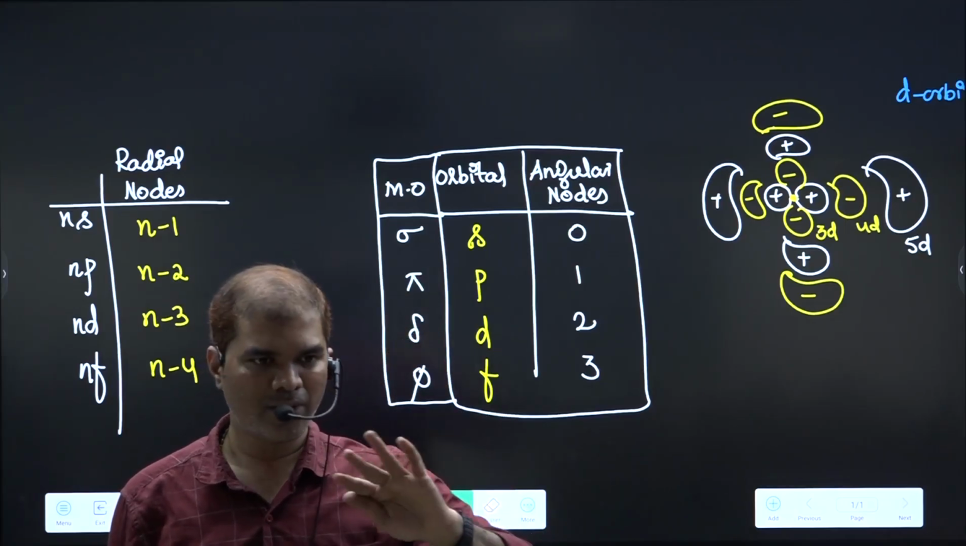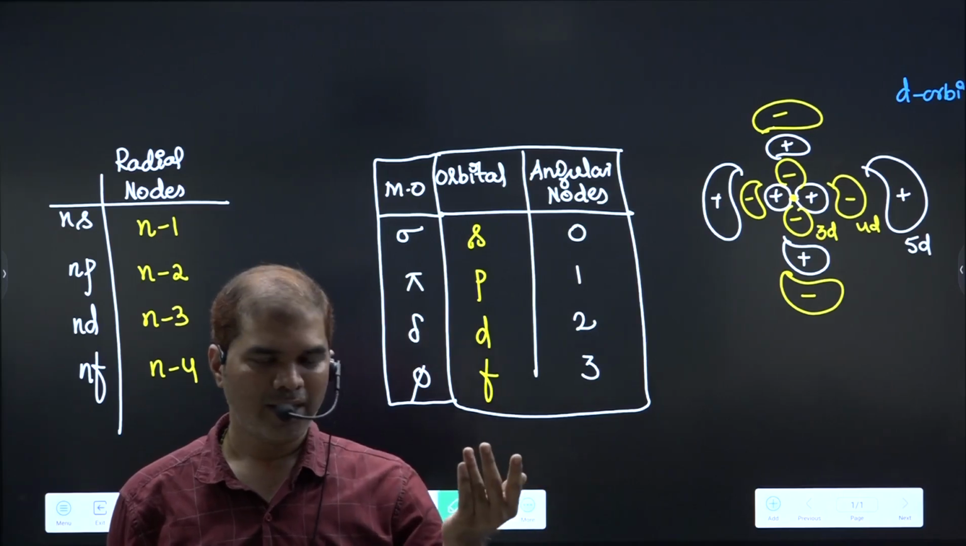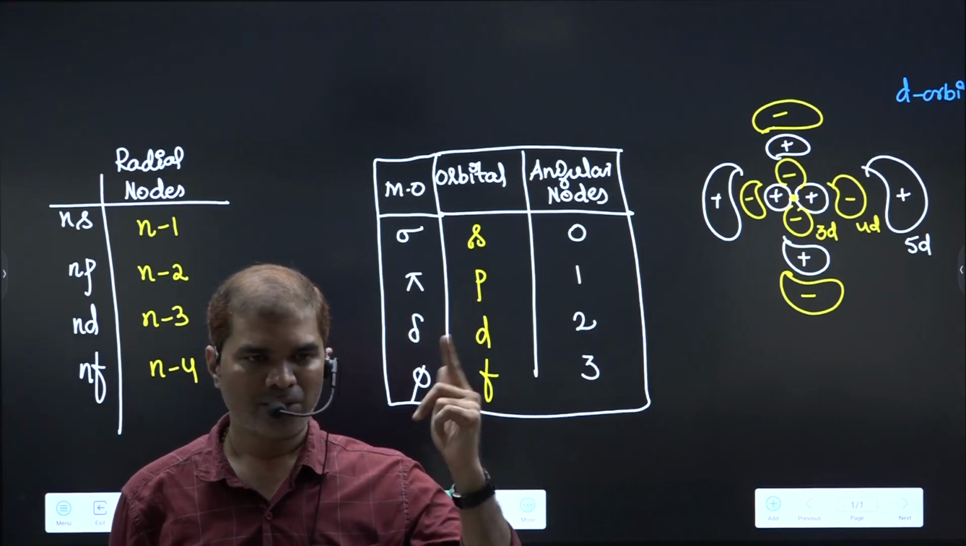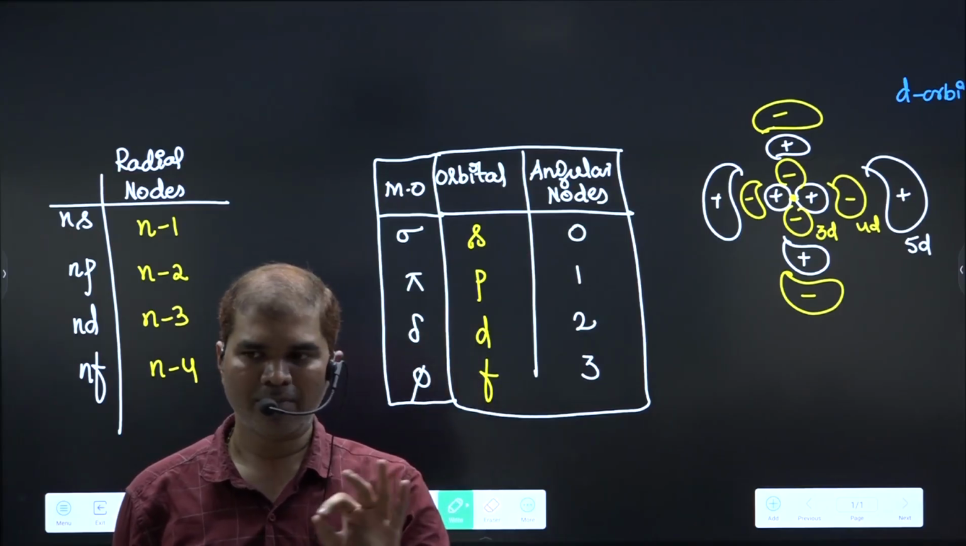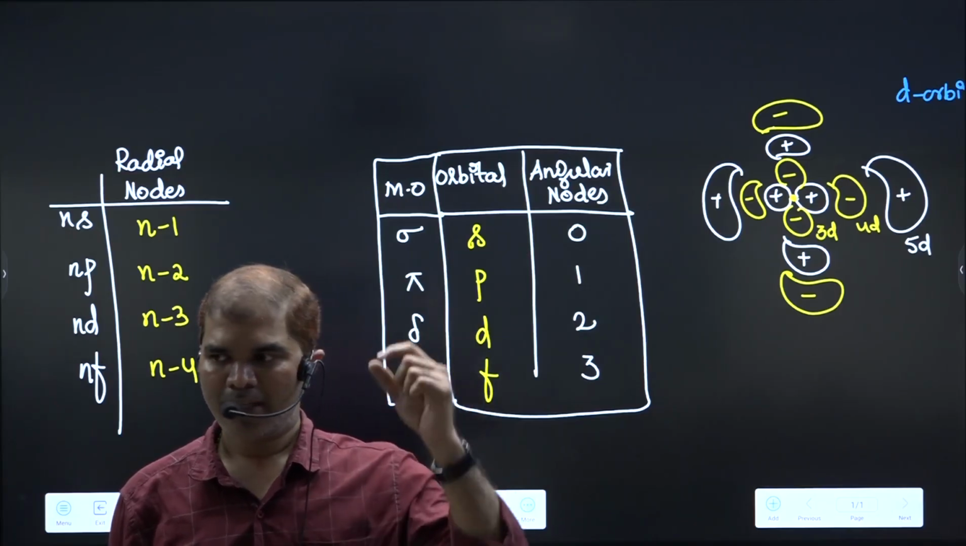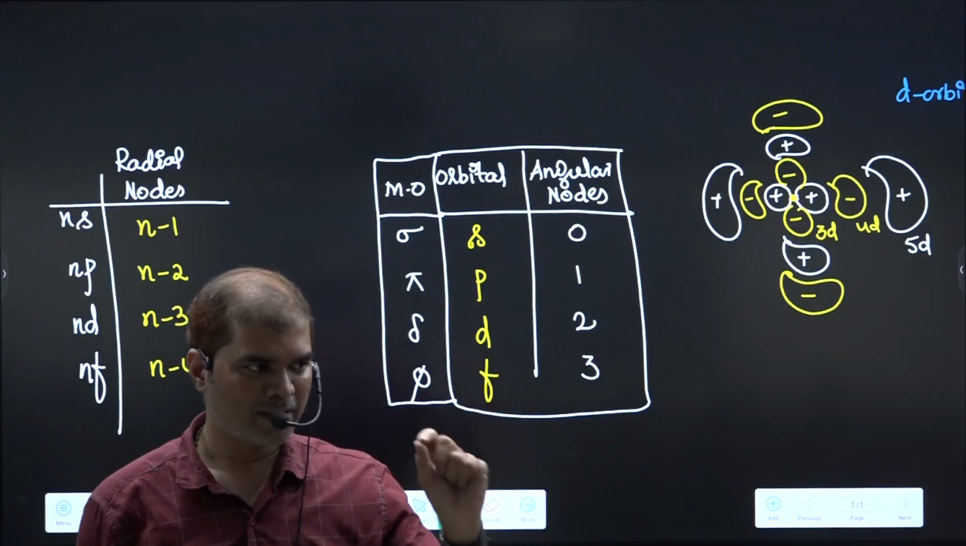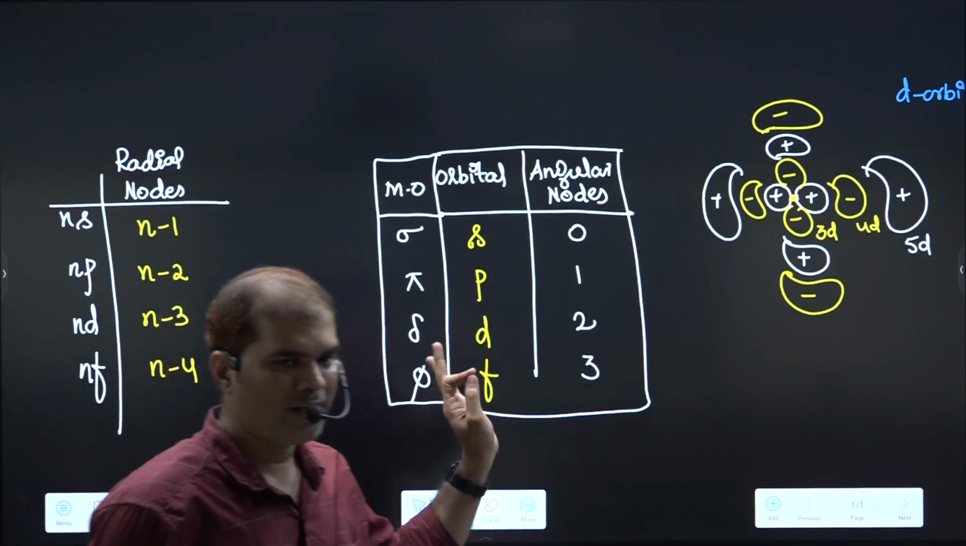So till 3 there is no radial node, so make it n minus 3. F orbital will start from the 4th shell. So till 4 there is no radial node, go with n minus 4. Okay. N minus 1, n minus 2, n minus 3, n minus 4 for s, p, d, f radial nodes.